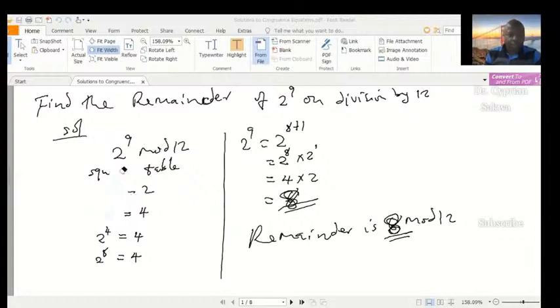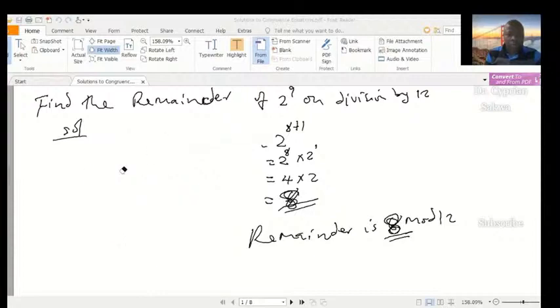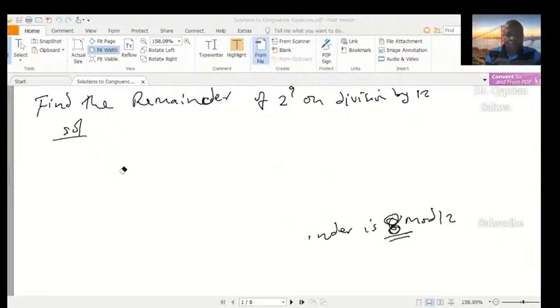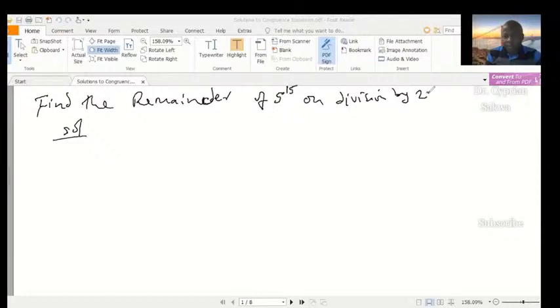Okay, let me do the last example. And I hope with the examples you've done, you can generalize them to do all the questions involving remainders. So the other question is: find the remainder of 5 raised to 15 on division by 20. What that is saying is that we find 5 raised to 15 mod 20.